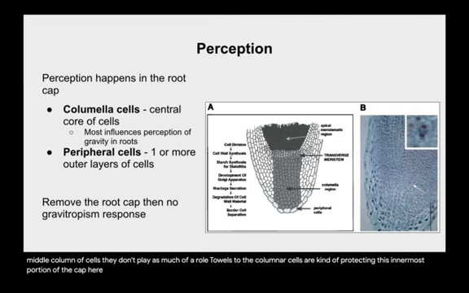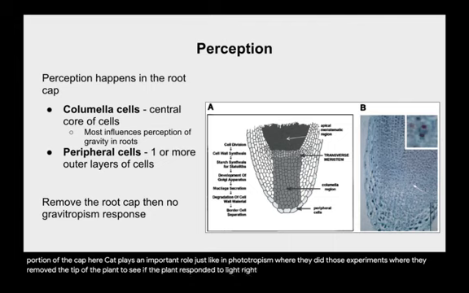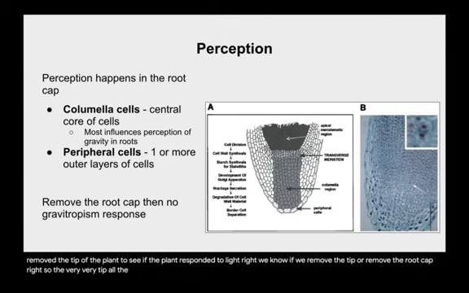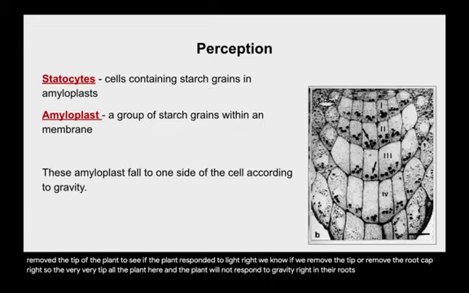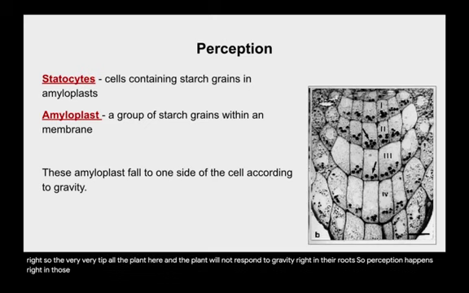Now we know the root cap plays an important role. Just like in phototropism, where they did those experiments where they removed the tip of the plant to see if the plant responded to light, we know if we remove the tip, or remove the root cap, so the very, very tip of the plant here, then the plant will not respond to gravity in their roots. So perception happens in those columella cells in our root cap.